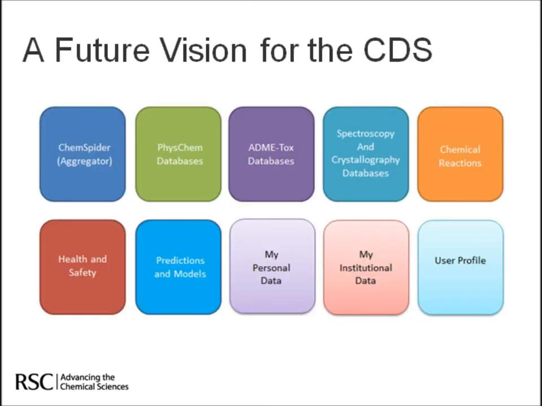What I show here is not the interface that will be available, but just a segregation of data that may feed into the future vision for the chemical database service. Clearly we have ChemSpider as one of the community's richest online sources of data for chemists. We can imagine various types of physchem data, ADME-tox data. We're already gathering spectroscopy and crystallography databases together, and we're about to deposit the NIST mass spectral database onto ChemSpider and feed it out to the CDS.